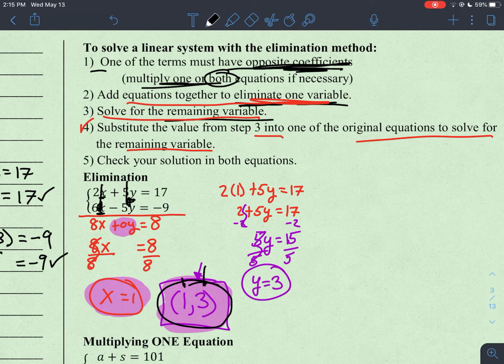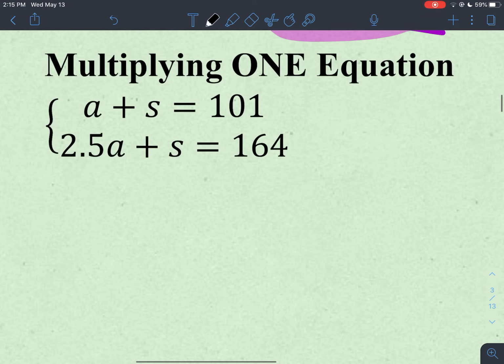So this one was set up for us. The x's were lined up, the y's were lined up, the equal signs, and the constants. They were all lined up. They were in standard form. And in this situation, we had opposite coefficients. That's not always going to be the case, because if you look at something like this, we might need to multiply one of the equations.